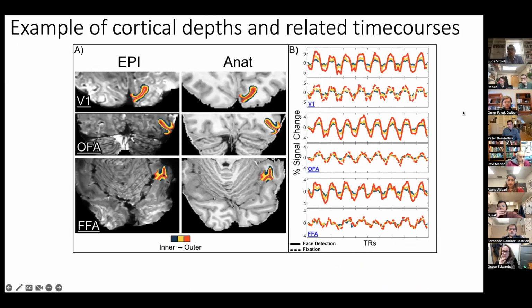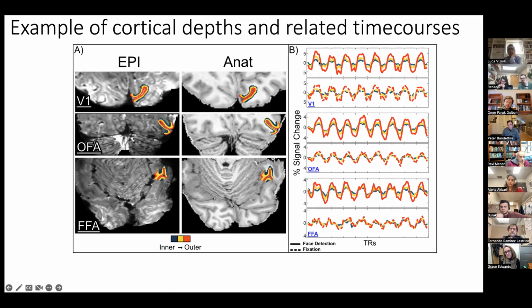And here is an example of single run time courses for all the layers and all the areas. These are raw time courses, so it's just after pre-processing. This is just to highlight the quality of the data, the quality of the time courses, where you can identify each single block. They all exhibit the response properties expected by this paradigm, regardless of the task. So the two tasks are shown here. The solid line is the face detection task, and the dotted line is the fixation task. The different colors are our three cortical depths.